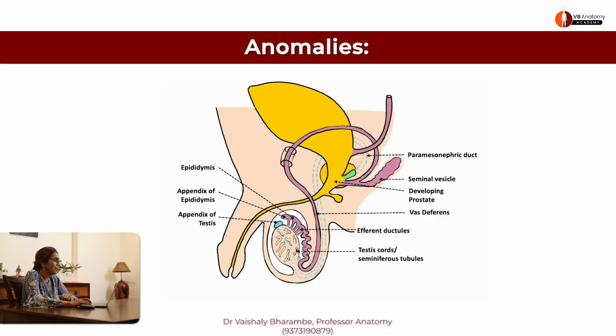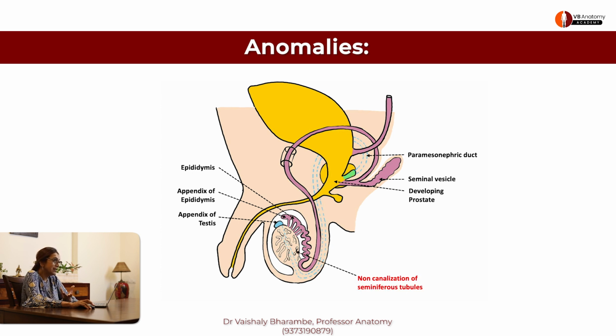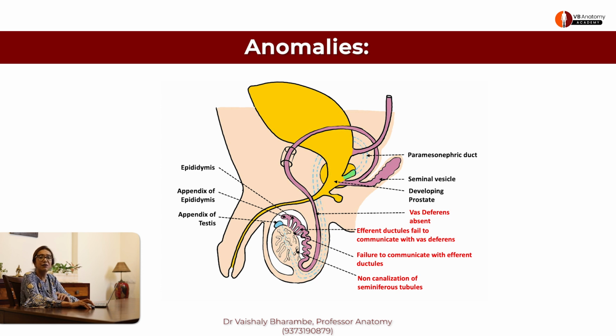Come, take a look. So this is the normal anatomy, and now I'm going to remove the labels and show you what can go wrong. So, non-canalization of seminiferous tubules. Efferent ductules fail to communicate. Efferent ductules do not communicate with vas deferens. No development of vas deferens. You can just keep on carrying these anomalies throughout till the prostate. So, all these anomalies are very much possible.